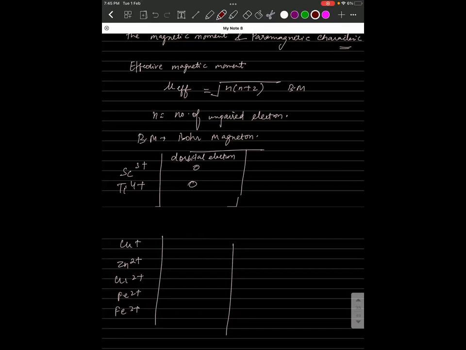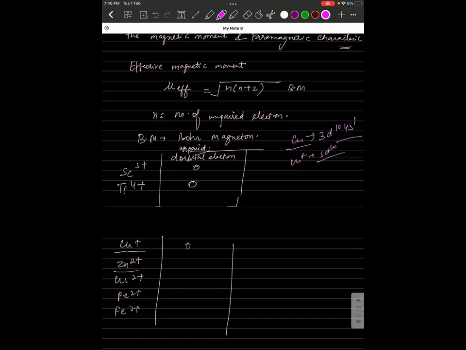How is it 2? No, one second. For Cu+, you need to tell the unpaired electrons, because here we need to find the value of n. Only 1. For copper positive, how is it 1? What is the configuration for copper in the ground state? 3d10 4s1. And if it is only Cu+, it is 3d10. So 0 unpaired electrons.